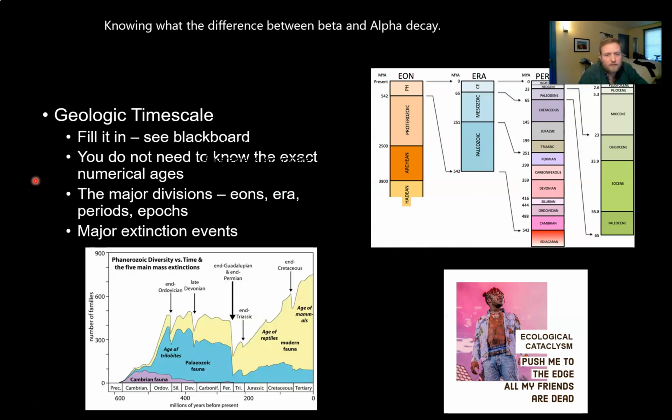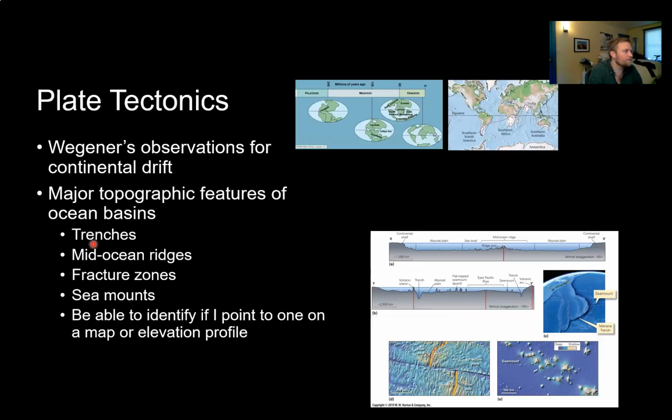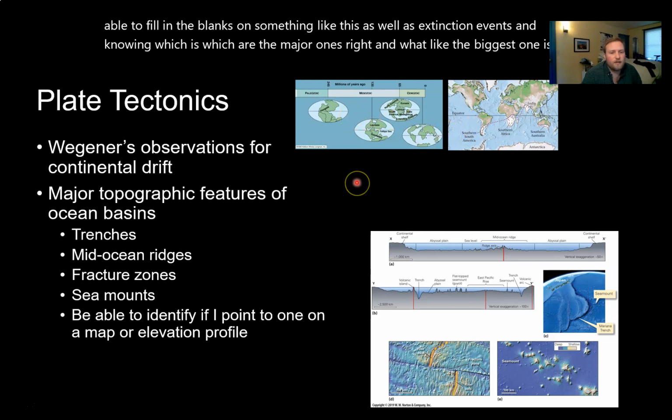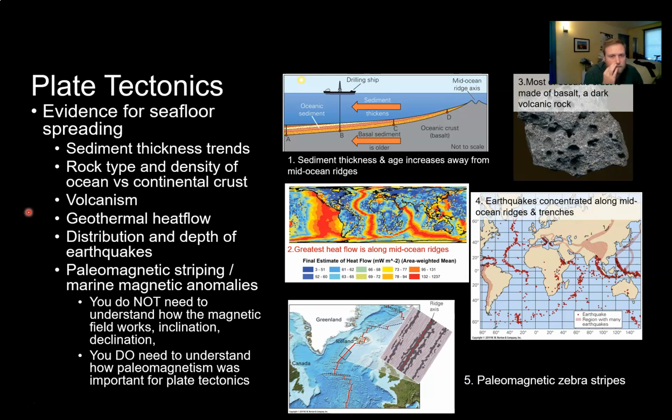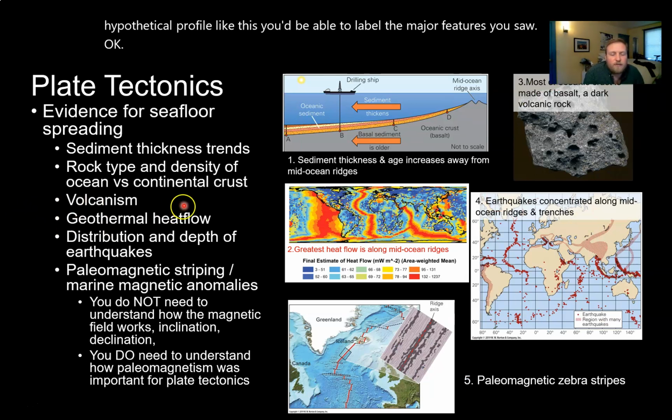And then the geologic time scale, right? Knowing these subdivisions, so being able to fill in the blanks on something like this, as well as extinction events and knowing which are the major ones, and what the biggest one is. Plate tectonics: knowing what Alfred Wegener's observations were that led him to this idea, as well as the major topographic features of the ocean floor. If I gave you a hypothetical profile like this, you'd be able to label the major features you saw. Okay. Plate tectonics, the main points of evidence for seafloor spreading, which are summarized here.